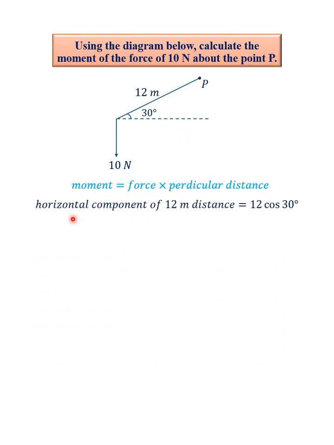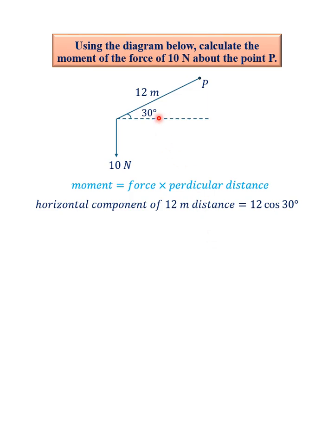So we can say that the horizontal component of the 12 meter distance is equal to 12 cos theta. 12 is the distance, cos because it is adjacent over hypotenuse. And this is the distance that is now perpendicular to the force of 10 Newton.